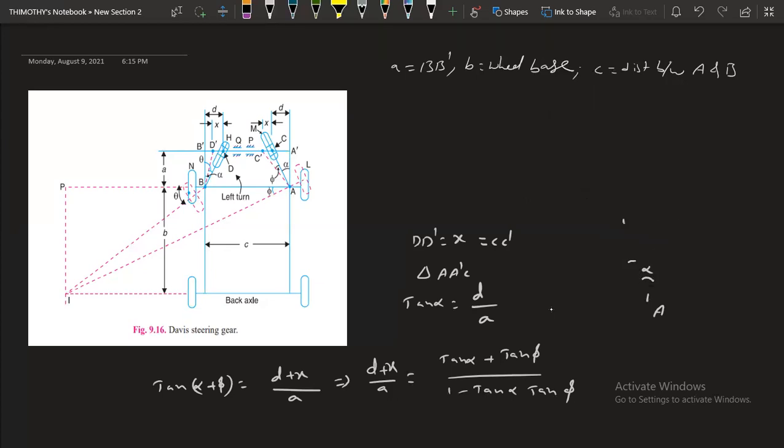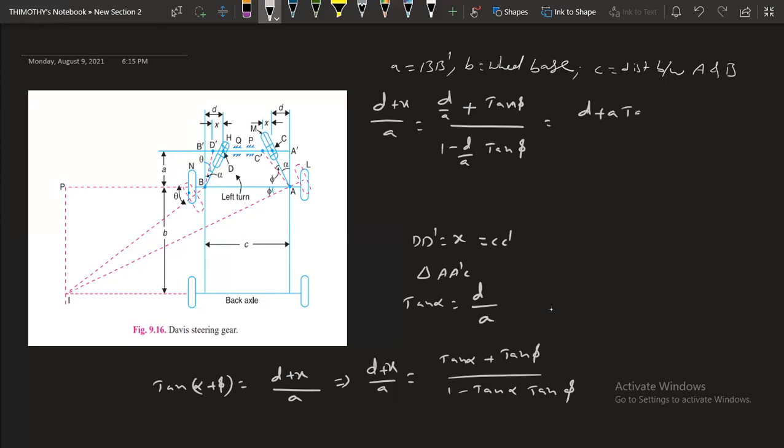If I simplify that equation, what will I get? D plus X by A is equal to tan alpha, that is D by A, plus tan phi by 1 minus tan alpha, D by A tan phi. If I take LCM A, then I will get D plus A tan phi divided by A, over A minus D tan phi, again divided by A, and the A gets cancelled.